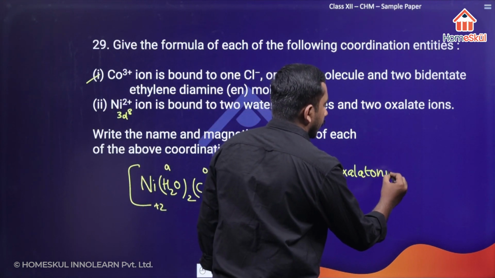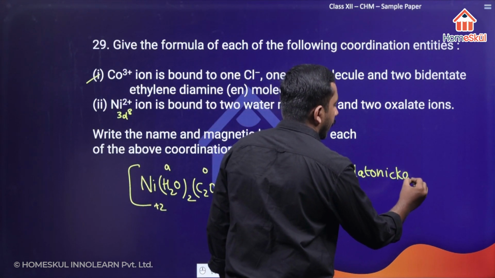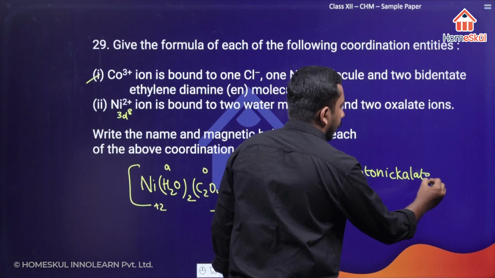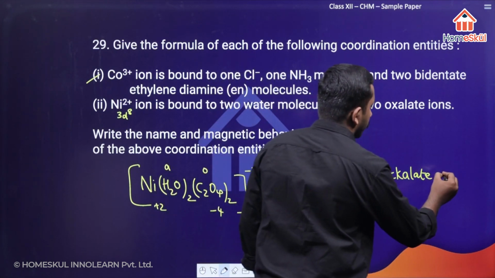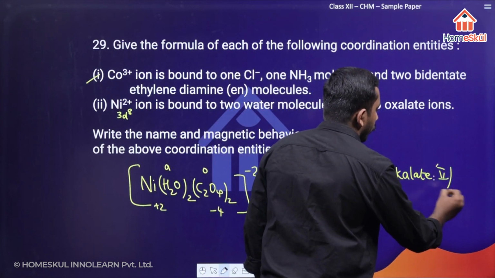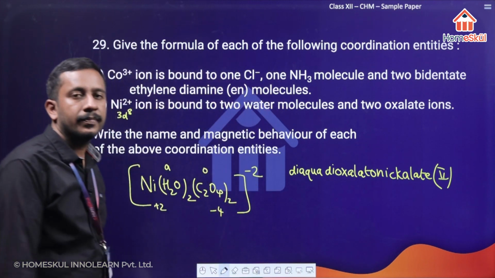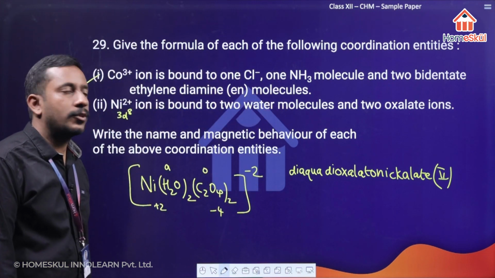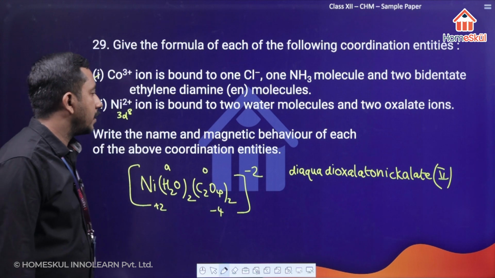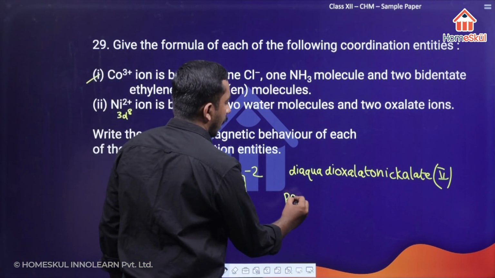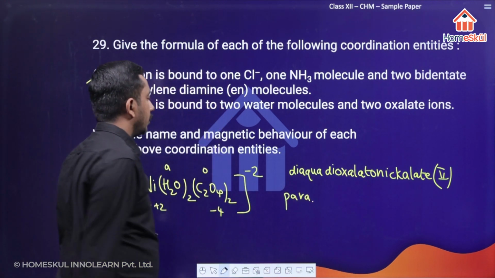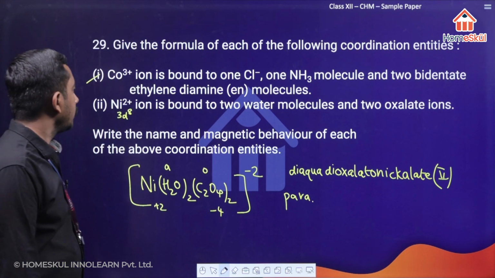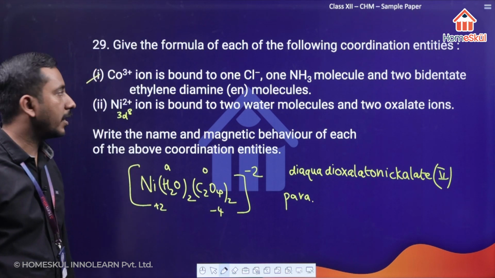Since the complex is negatively charged, the name should end as nickelate, and the oxidation state of nickel, that is 2. That is the name. And since there will be unpaired electrons present, the magnetic nature will be paramagnetic. So we answered all the questions.